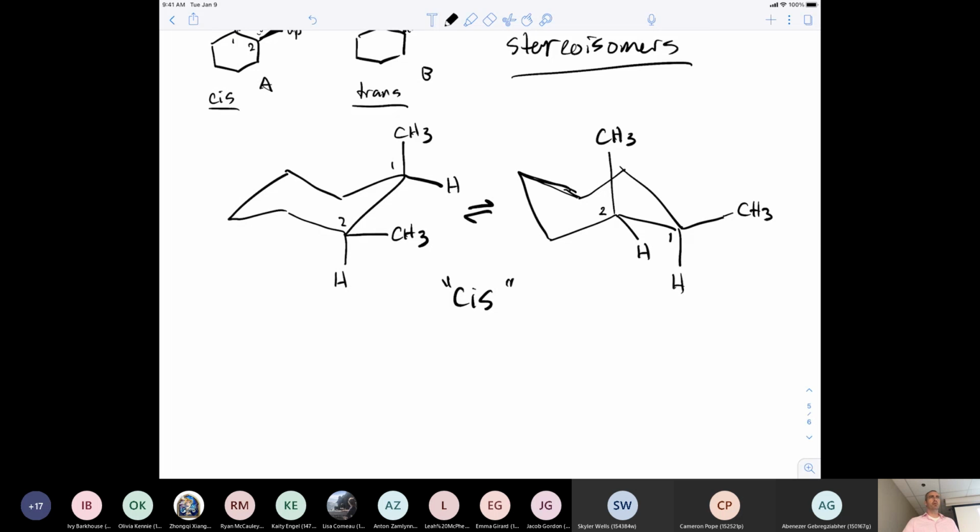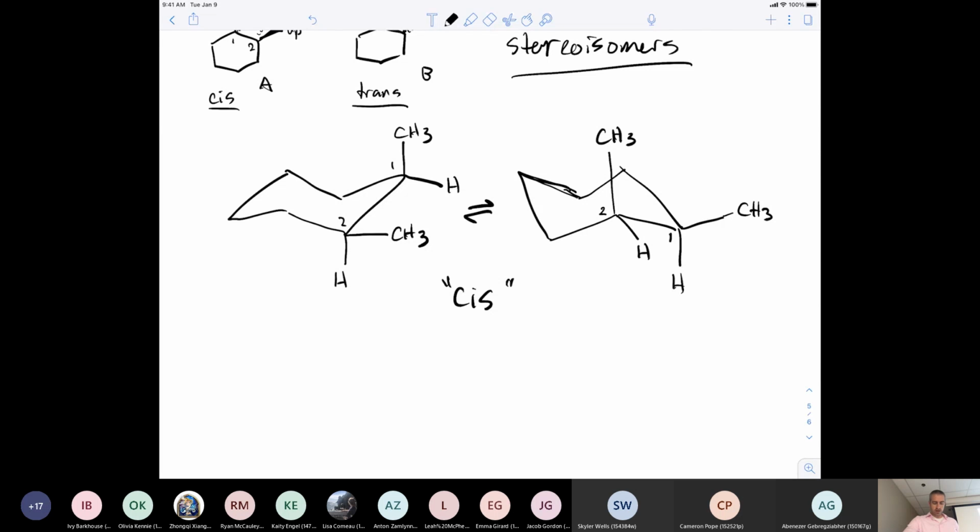Two ring flip forms, and remember these can flip back and forth thousands of times a second at room temp, and you're going to have both of these present at any point if you have a sample of this material. Now looking at these two structures, does one look more stable to you than the other? How do you determine stability when you're comparing these things? You look for how many groups there are in axial versus equatorial positions. Big groups prefer to be equatorial because it reduces van der Waals strain.